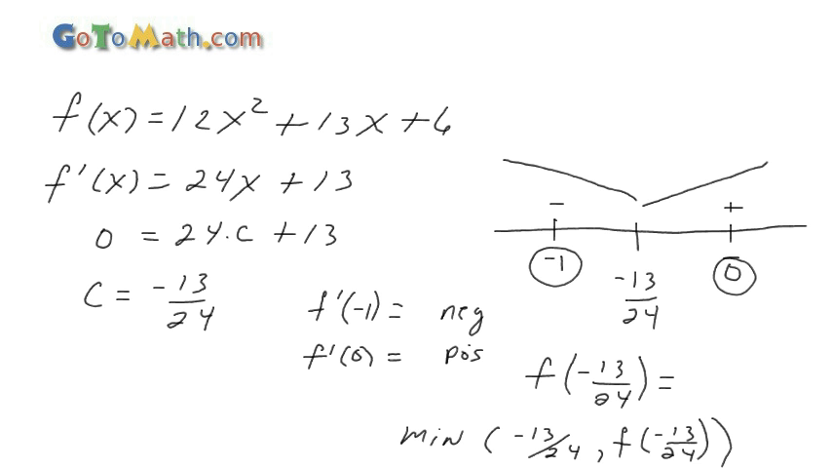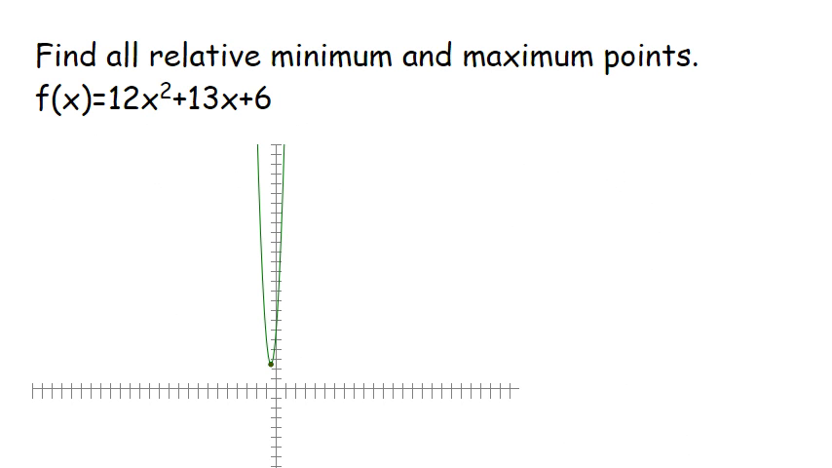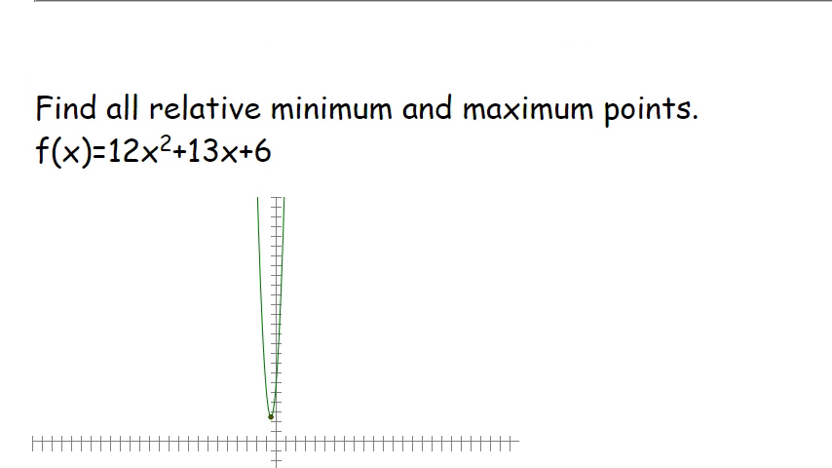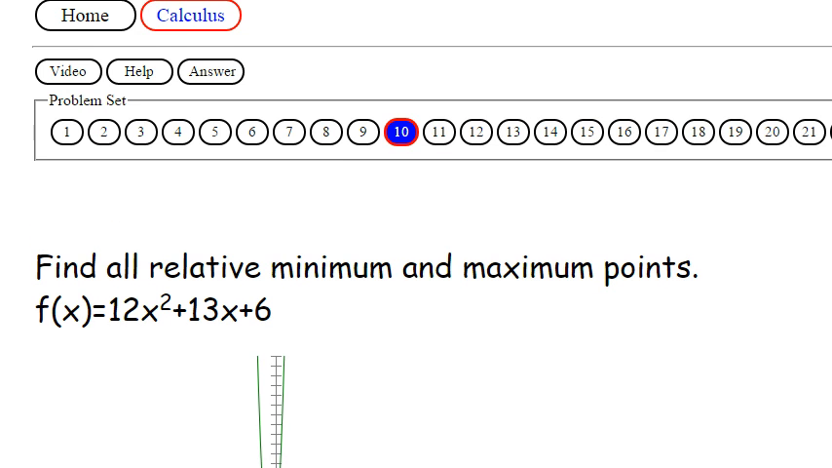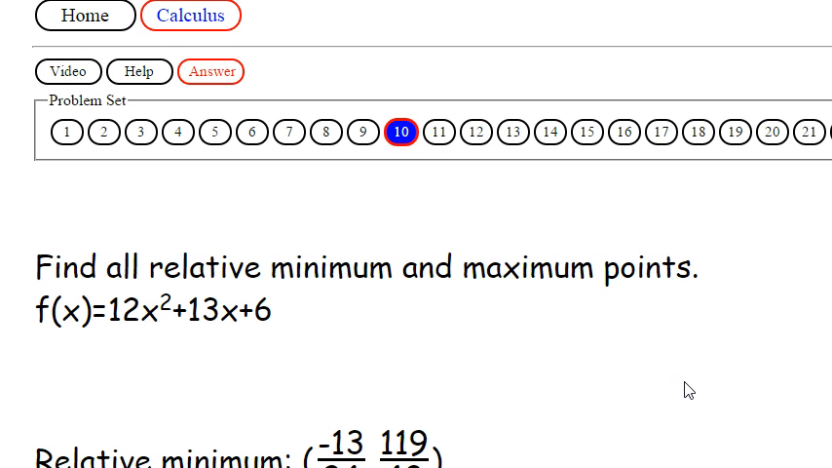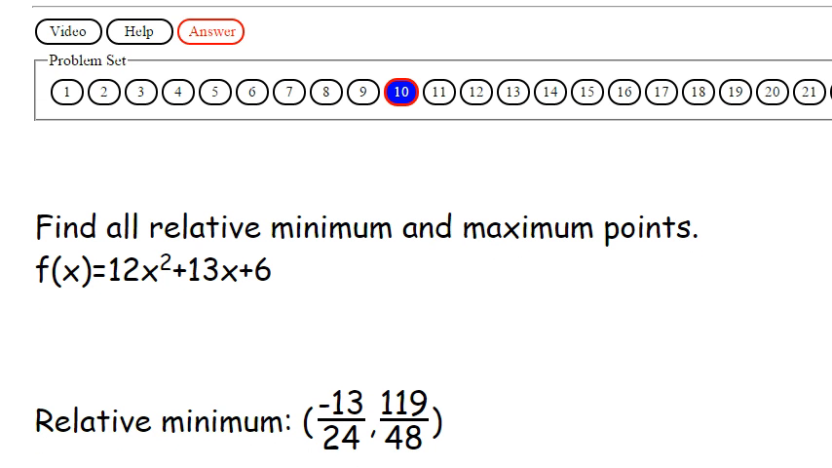Alright, so let's move over to the whiteboard. And click answer. And there you go, relative min. And of course I did plug that in the calculator, paused the video, and I got 119 over 48. Okay, so that should be the same thing that you get.